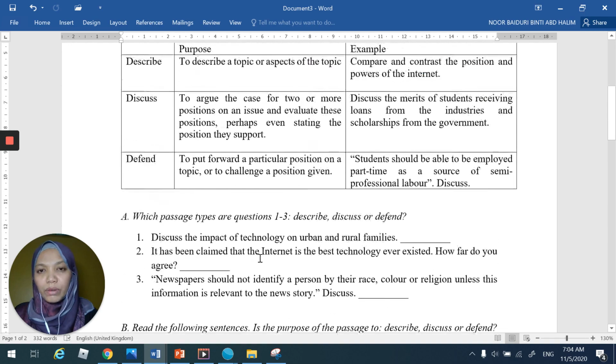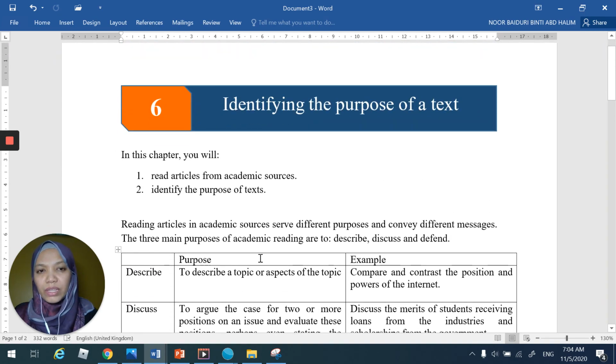Okay, so I think that will be all for this new skill, identifying the purpose of a text.